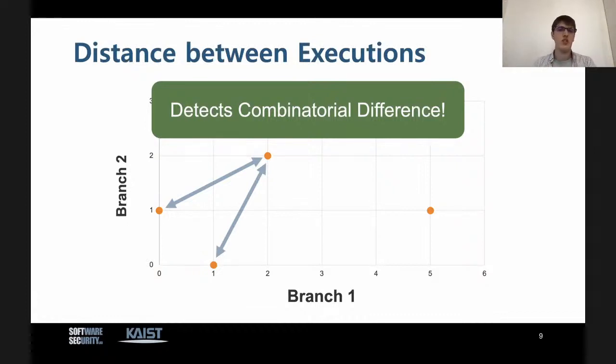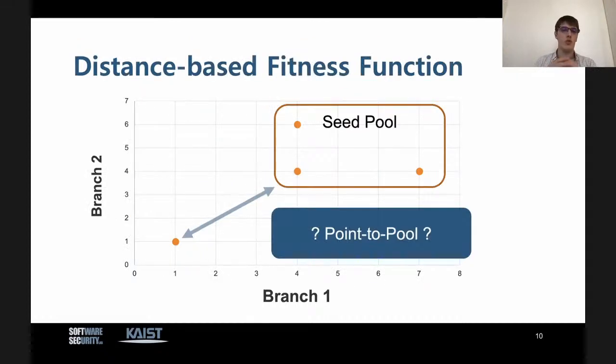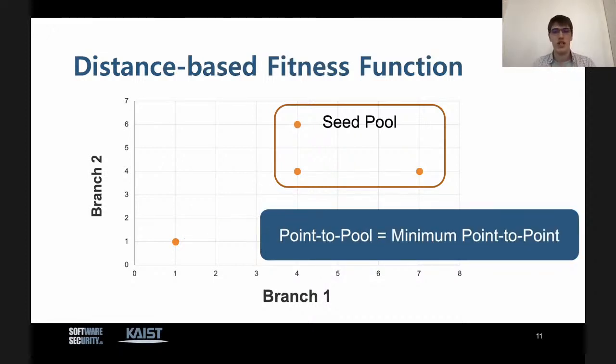However, this is not enough for gray box fuzzers because gray box fuzzers care about seeing the difference between a seed pool and the new test case which we generate. So we need a point-to-pool distance. For Enku, we set the point-to-pool distance as the minimum point-to-point distance, meaning that for each new test case we generate, we need to compute the distance to all the seeds in the seed pool. The first seed, the second seed, and the third seed. Here, the third seed is the minimum, so it is our point-to-pool distance.